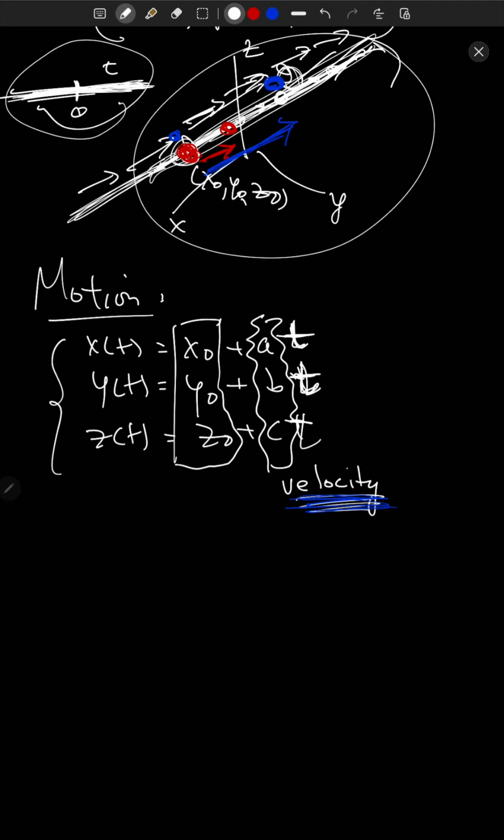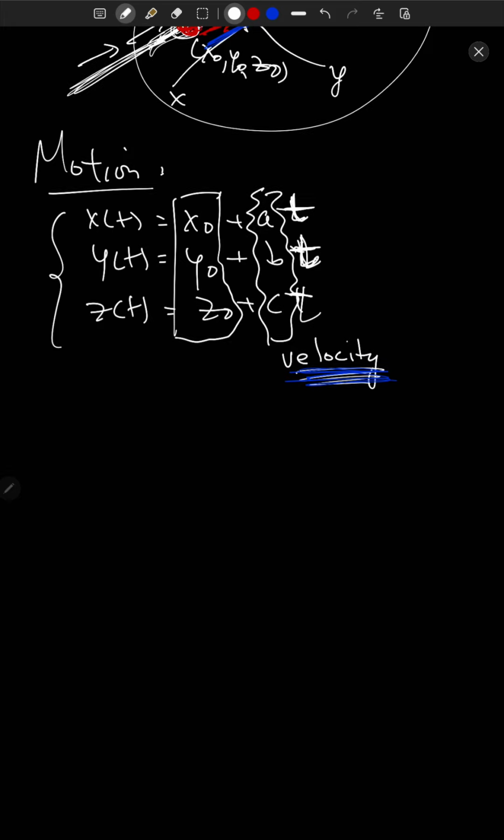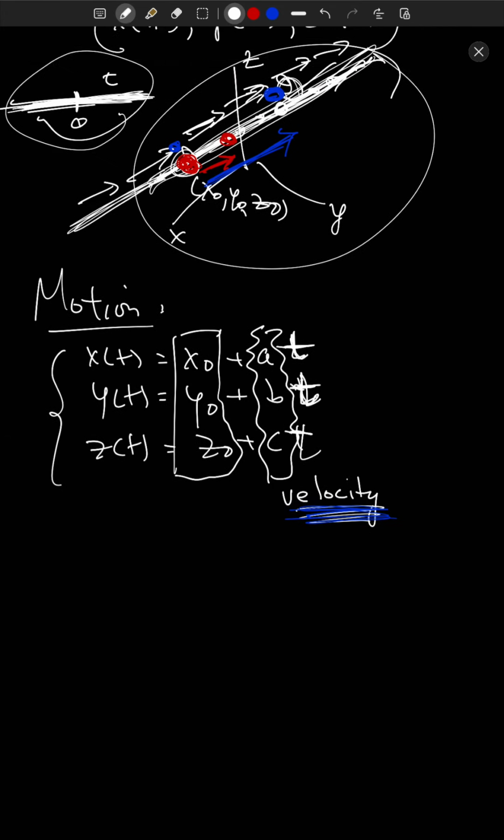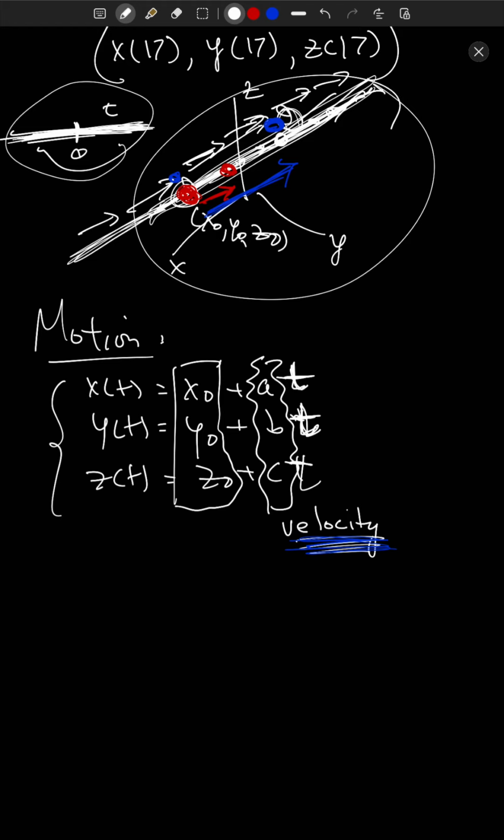Okay, this brings me to another point, and that's that there are many ways to describe a line. I can describe the exact same line using a different starting point.